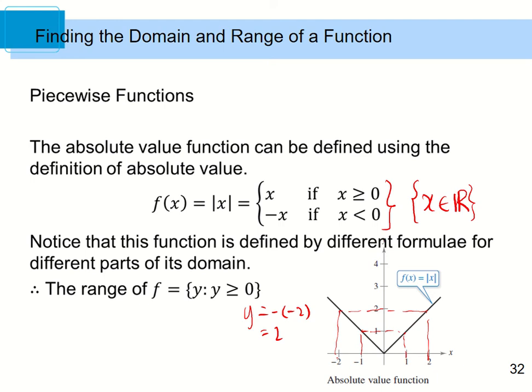Now, how about the range? For the range, we have to refer to the y from the graph here. From the graph, y can be any value, but must be positive. Therefore, we say y must be real, and y must be positive.